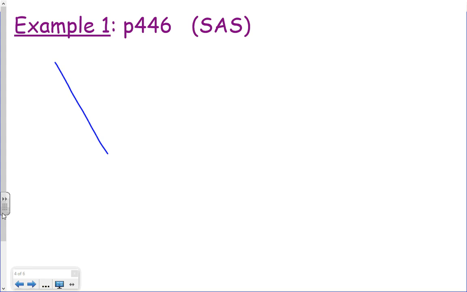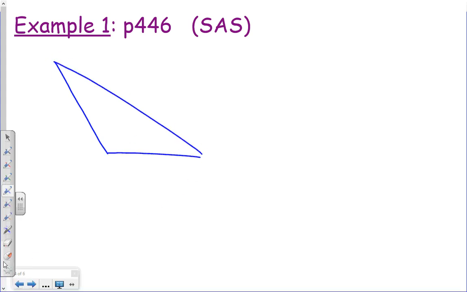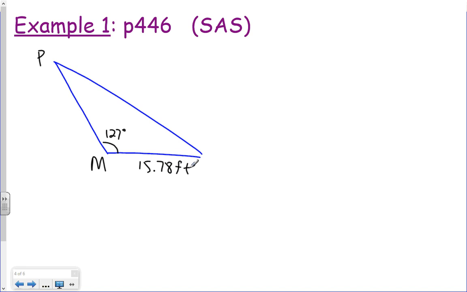You can use that to help with your sketch, but even if it's not accurate, it's okay. It doesn't have to be exactly right. You don't need to get a protractor out and measure this angle to make sure it's 127 degrees. Just draw yourself a triangle. So this is angle M, that was the 127. They also told us that side P was equal to 15.78. Let's call P this point up here, so this is the 15.78 feet. And we'll call this F, and they said that F was equal to 8.54 feet.